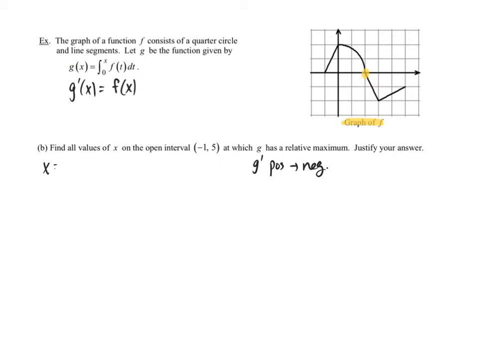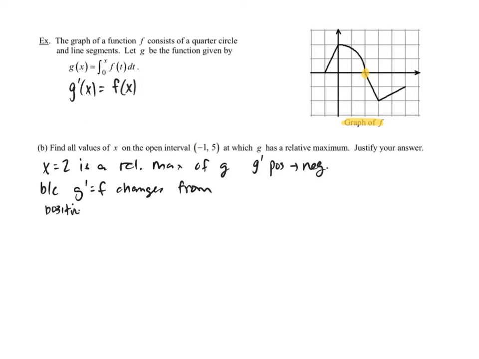So I'm going to say here that x equals 2 is a relative maximum of g because g prime, which is equal to f, changes from positive to negative. Please be on the lookout for questions like this. Whenever they give you a function that is defined as an integral, the derivative is going to involve the second fundamental theorem of calculus.